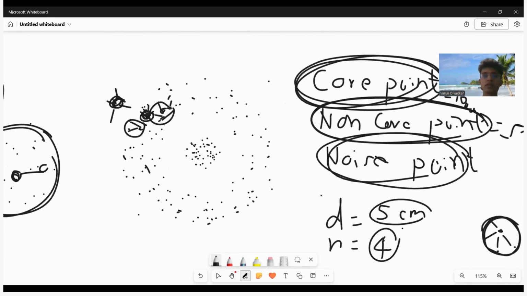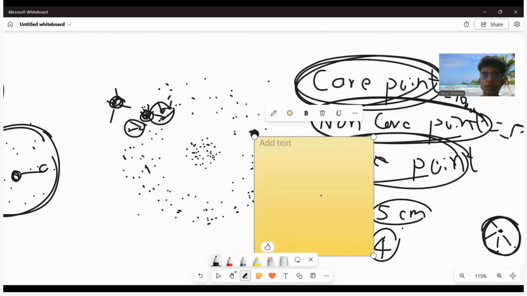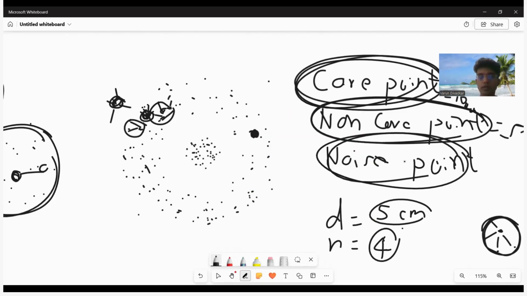Now what it's going to do is take the list of all these core points and just take a random core point and associate that to the first cluster. All right, let's say this is a random core point. Then it's going to find all the core points near this point and keep on expanding the cluster. Say this is a core point within a distance of 5 centimeters from this core point, and this gets associated with this cluster.